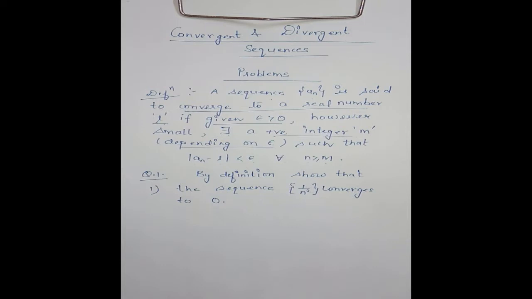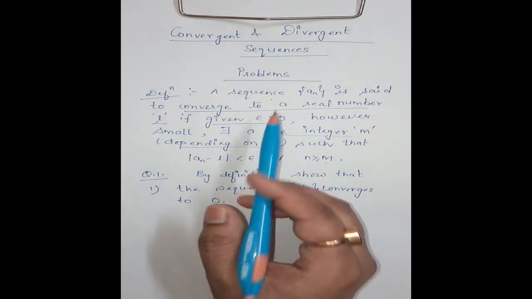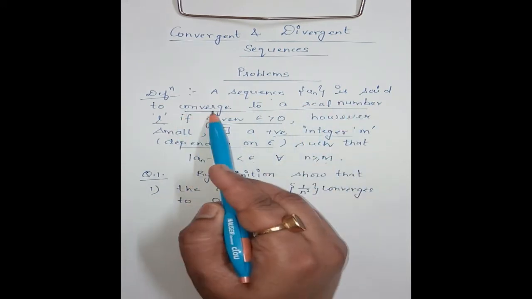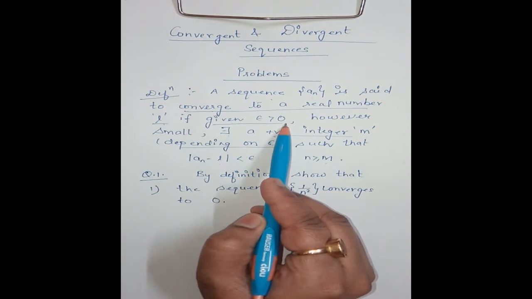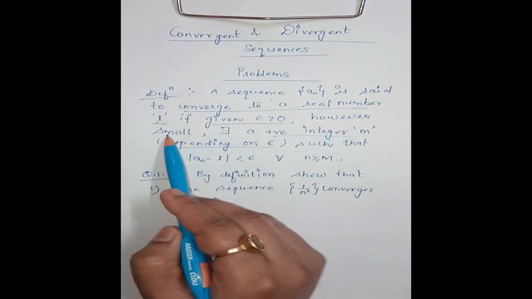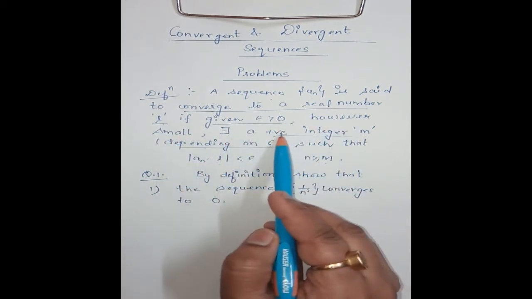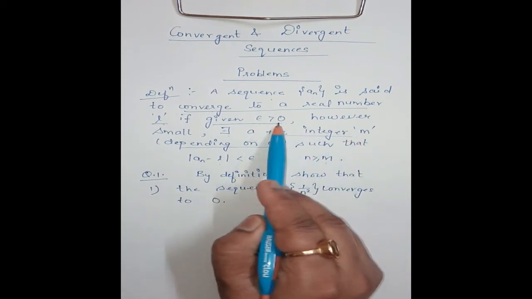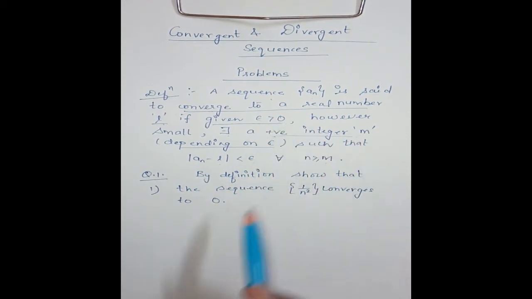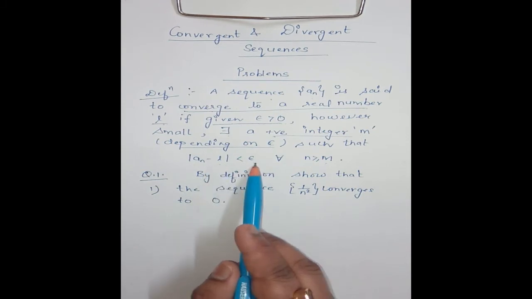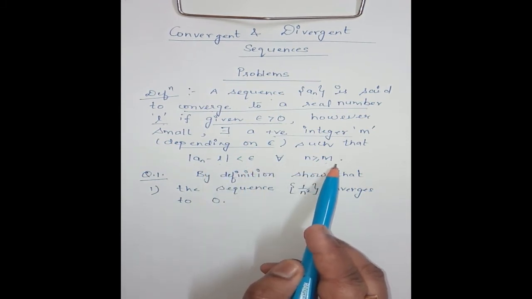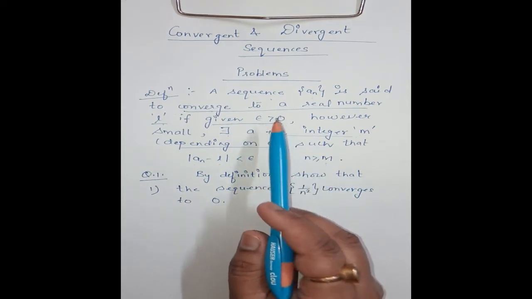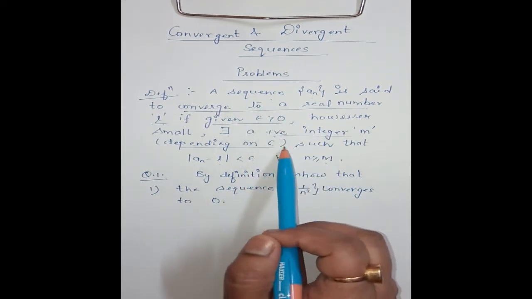Let us first recall the definition of convergent sequences. A sequence a_n is said to converge to a real number L if, given epsilon positive, however small it may be, there exists a positive integer m which depends on epsilon such that |a_n - L| < epsilon for all n greater than or equal to m. This is the meaning of a convergent sequence.